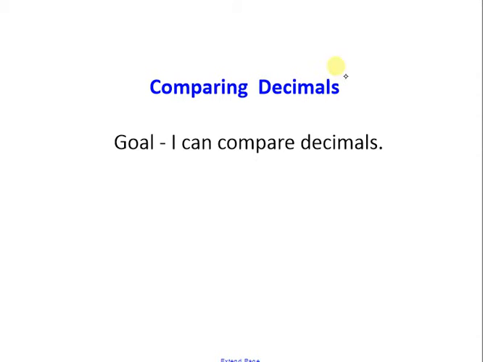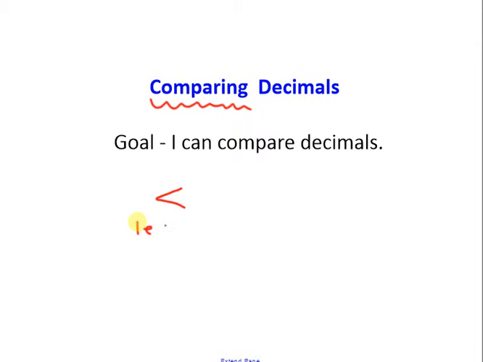So in this lesson, we're going to talk about comparing fractions. You may hear this word comparing a lot throughout the year: comparing integers, comparing decimals, comparing fractions, comparing ratios, and on and on and on. And when we talk about comparing, I need you to remember that we're using comparing symbols.